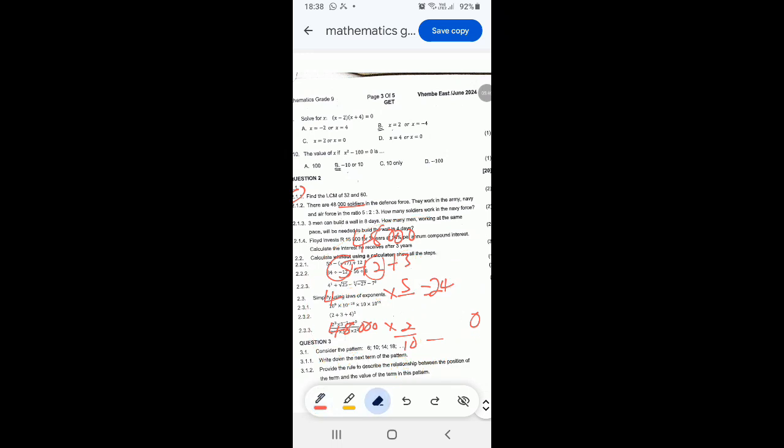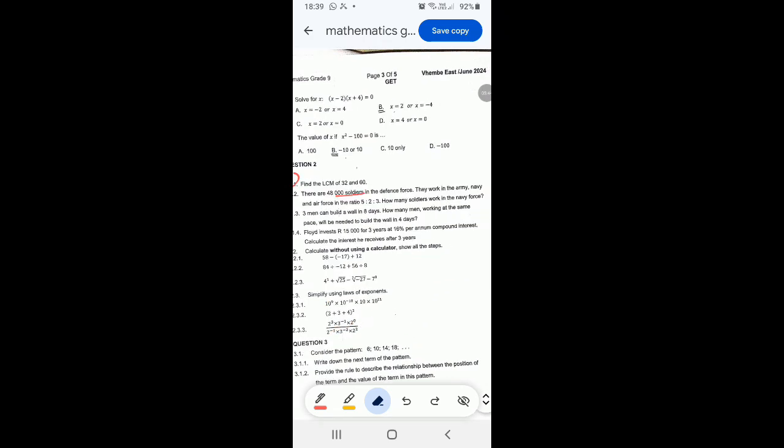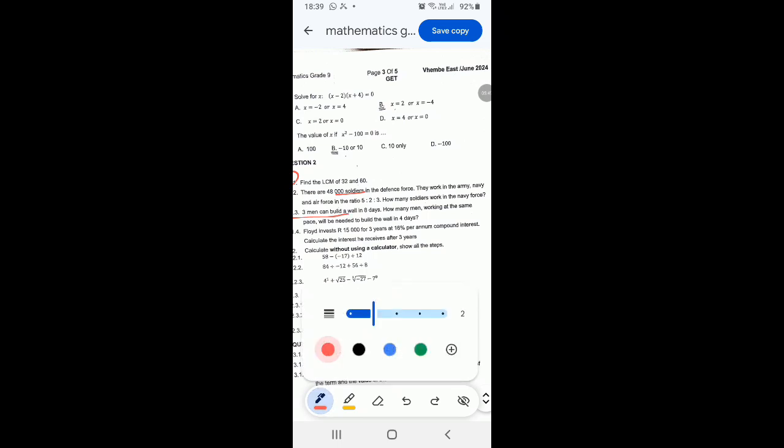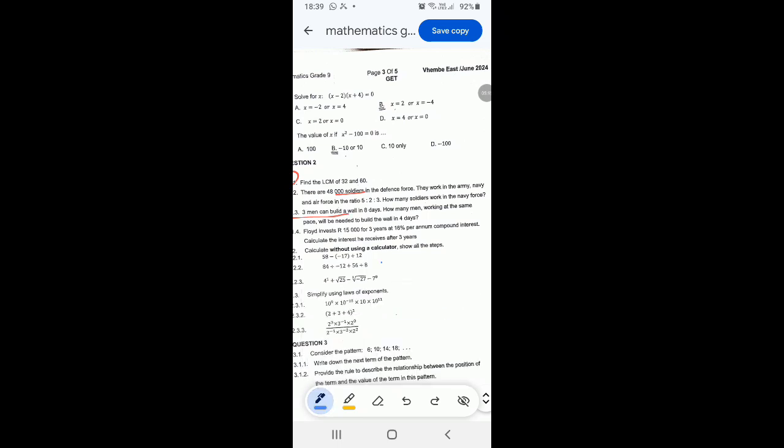2.1.3, they are saying 3 men. So we have 3 men build a wall in how many days? 8 days. So we get 24.